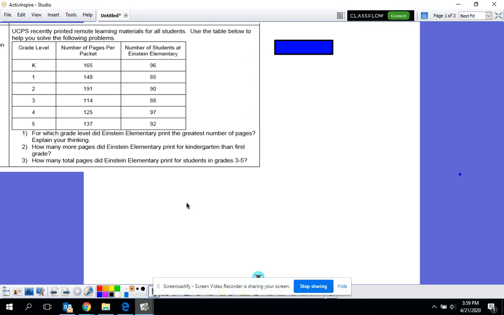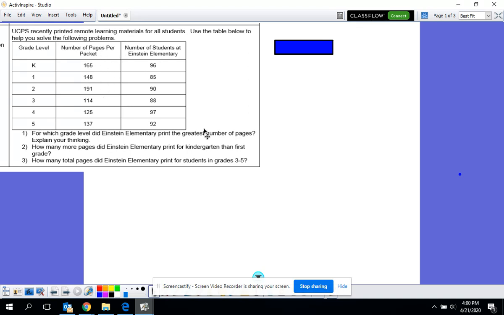It says UCPS recently printed remote learning materials for all students. Use the table below to help you solve the following problems. We have 3 columns: the grade level, the number of pages per packet, and the number of students at Einstein Elementary School. So we look at question 1. For which grade level did Einstein Elementary print the greatest number of pages? Explain your thinking.